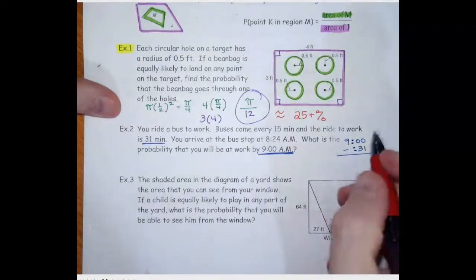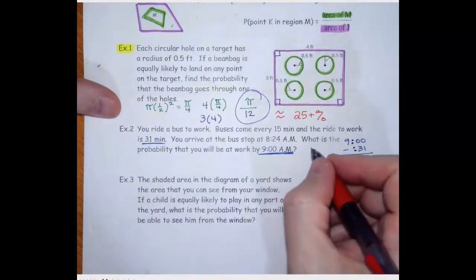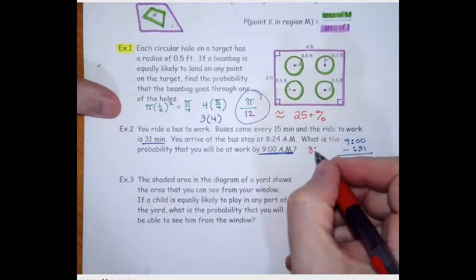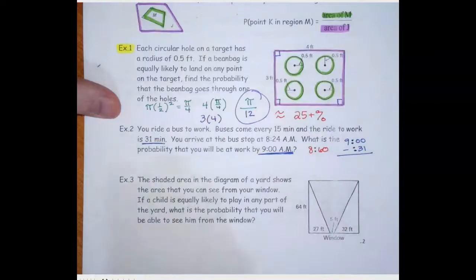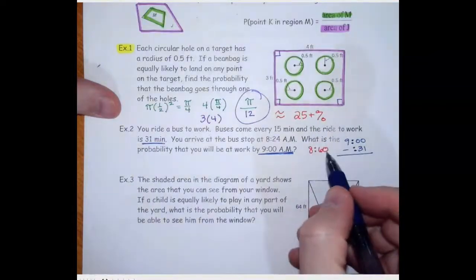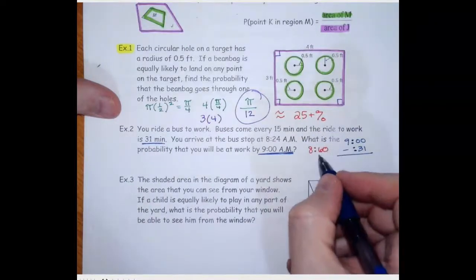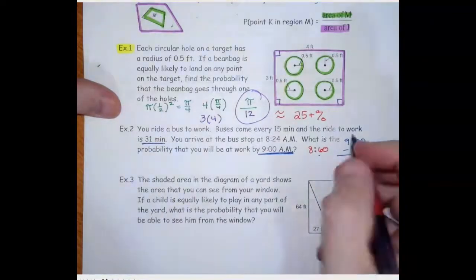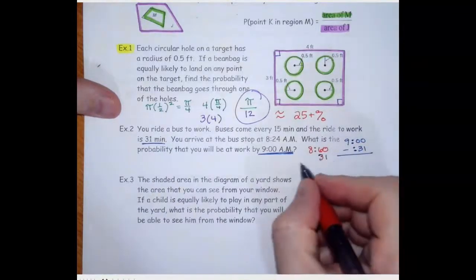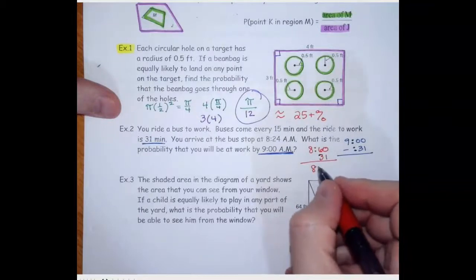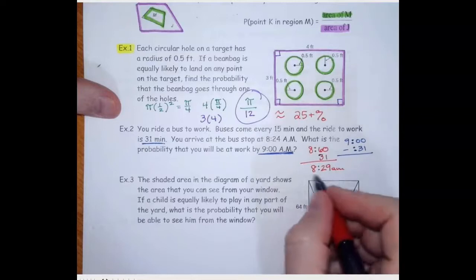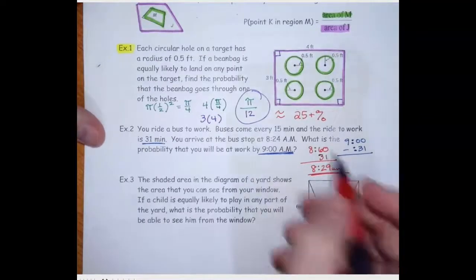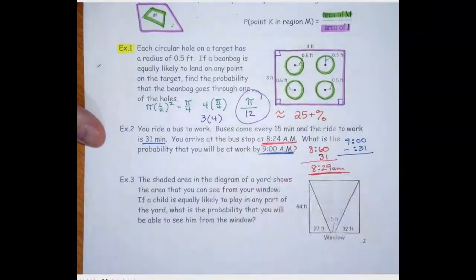So really maybe what we should do with that is rewrite that as 8 and 60. 8:60 is 9 o'clock, 8 hours and 60 minutes. So we kind of broke one of those hours up into 31 minutes so that we could subtract that. So that would be 8:29. So 8:29 is important. Okay, we get to the bus stop at 8:24.